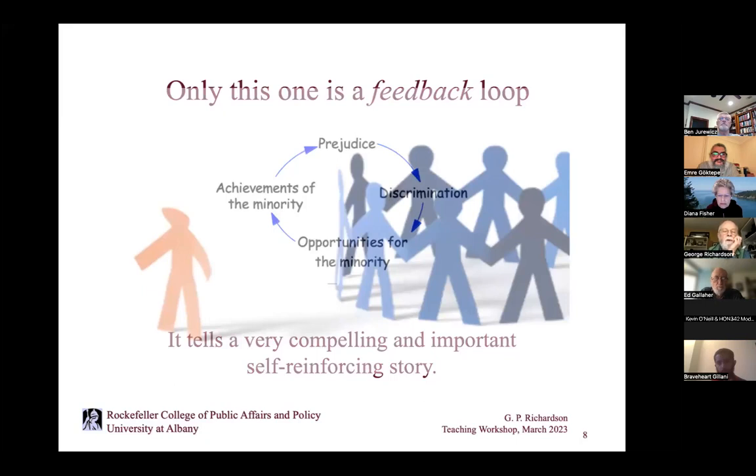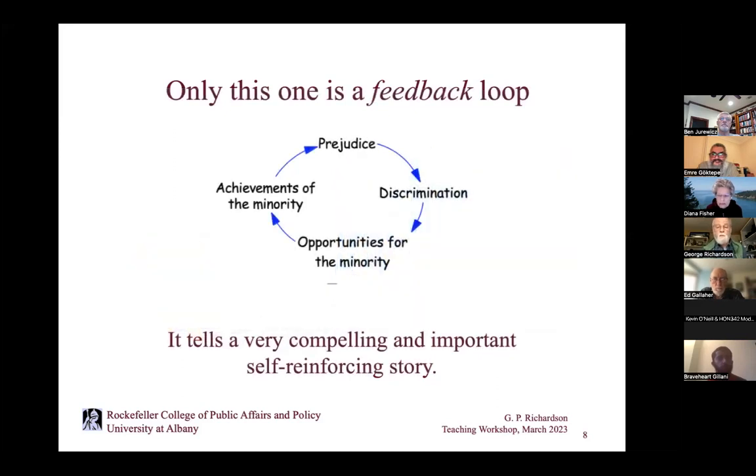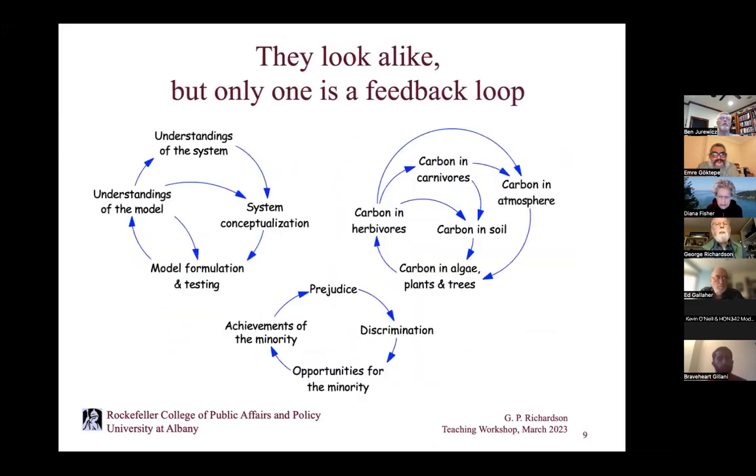First written up in 1944 in Gunnar Myrdal's An American Dilemma. By the way, it's still an American dilemma, and appears in Robert King Merton's very famous self-fulfilling prophecy article in the 40s. They look alike, but only one of them is a feedback loop.